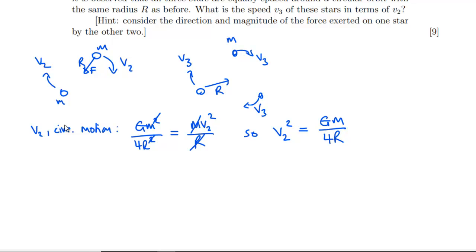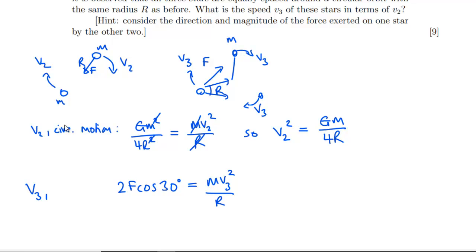So for v3 we can do the same thing, but now we've got 2 components of the force going off. So we've got to work out what our angles are. This is an equilateral triangle, so that's going to be 30 degrees. So we're going to have 2F cos 30, we'll think about F in a minute, and that is going to be equal to m v3 squared over r.